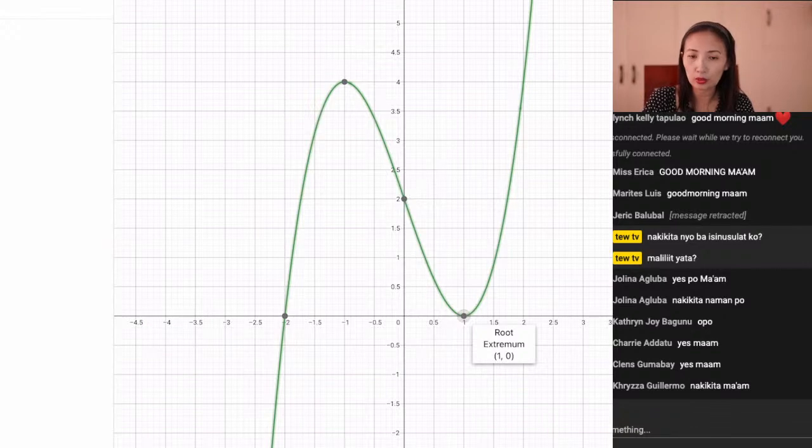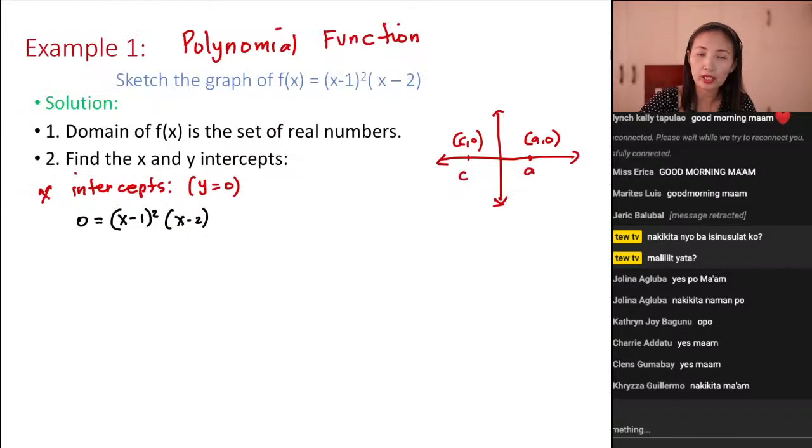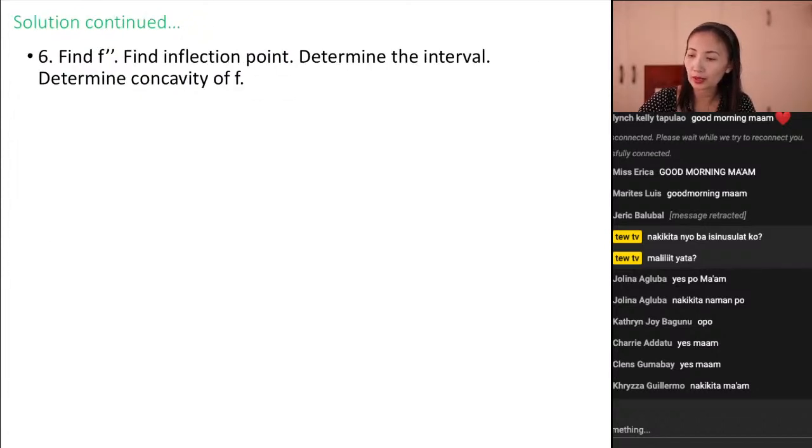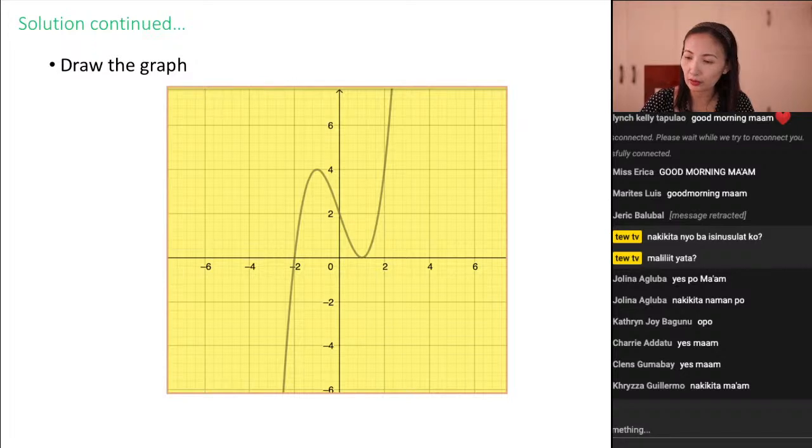Okay, now we proceed to the next problem. Are there questions here? Number 1, domain, then x and y intercepts. Number 2, horizontal asymptote. Number 4, vertical asymptote. Please take note, for any polynomial function, there are no horizontal and vertical asymptotes. Next we proceed to problem number 2. So the graph would look like this. That would be the final answer.